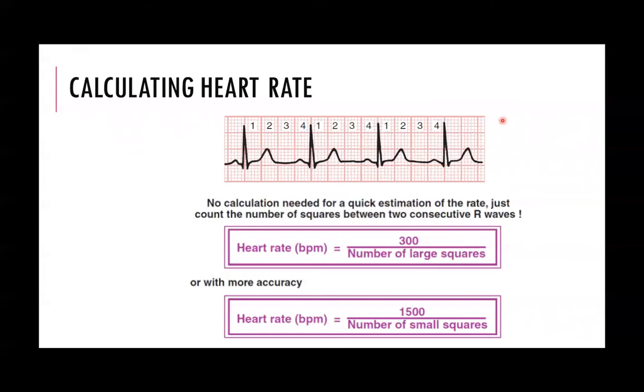Move to the heart rate. How to calculate heart rate? Students, we can use the equation here. Heart rate, beats per minute, is calculated with 300 divided by the number of large squares. The example is like this. We can appreciate that there are 4 big squares, big boxes, between the QRS complexes. So 300 will be divided by 4. Then the heart rate here for the example is 75 beats per minute.